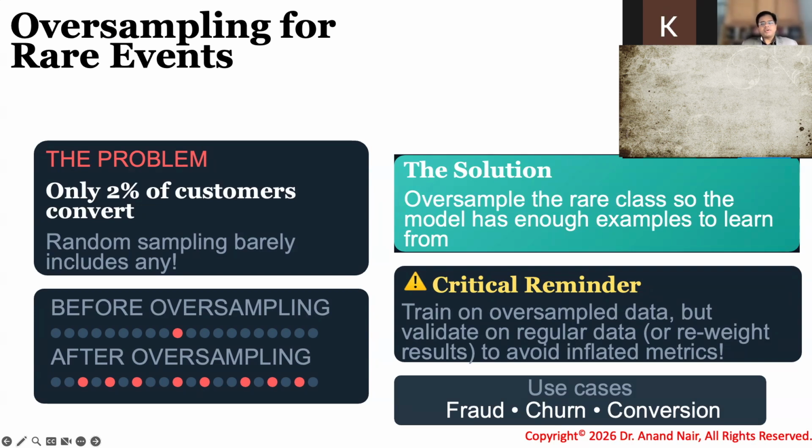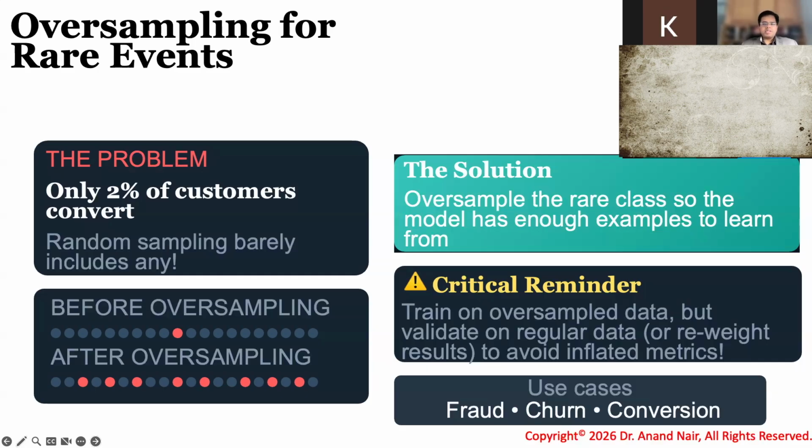Let's say only 2% of our customers convert into sales. A random sample, if we do that, might barely include any converters. Right? We would not be able to get any of these. Your model has almost no positive examples to learn from, because in the training data, we only have 2% of those who actually converted. So if we train the model using that data, we don't have sufficient data for those converters to learn from. So what we do in such situations is we oversample the training sample: we deliberately include more of the rare cases compared to what the actual data might have.